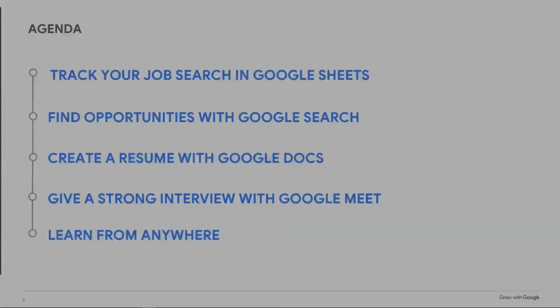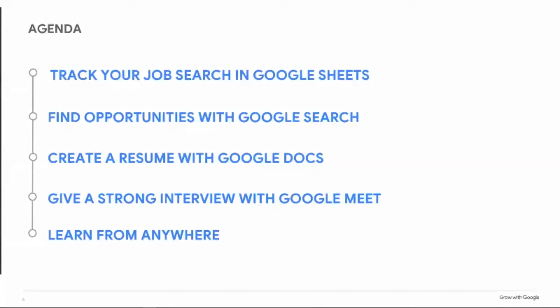So on today's agenda, these are the things we're going to go over. We're going to track your job search using Google Sheets. We're going to find opportunities using Google Search. We're going to create a resume using Google Docs, and some of the tips we talked about last week. If you did not attend last week's, I encourage you to go and watch our YouTube video. It is uploaded. And then give a strong interview with Google Meet, and then learn from anywhere. I want to give you some resources that you can utilize from anywhere, which will be awesome.